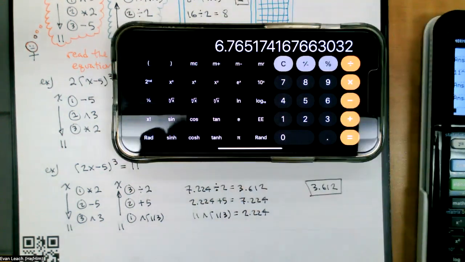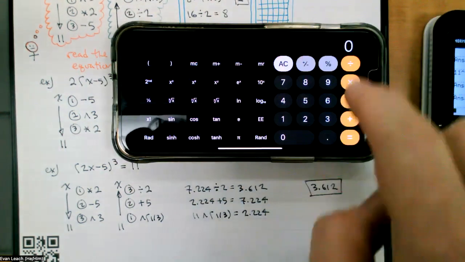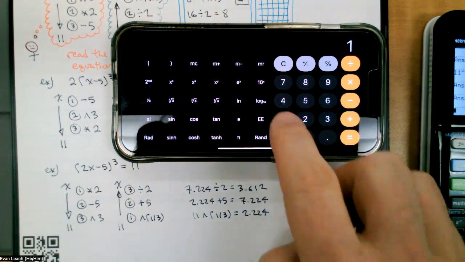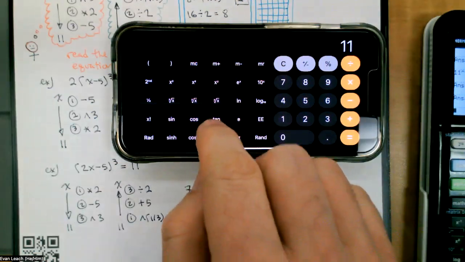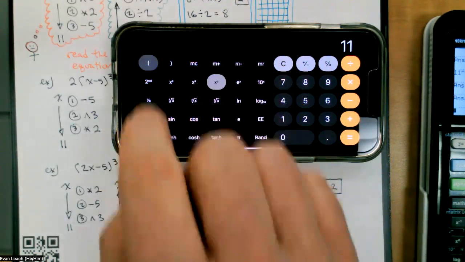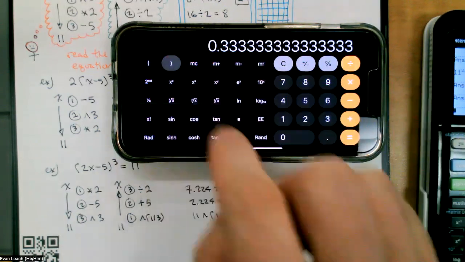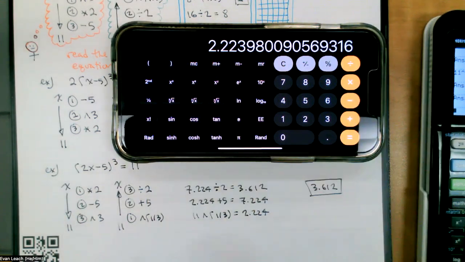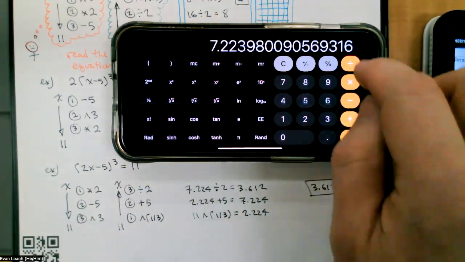On the iPhone calculator, we can take the 11, clear. Take the 11 and raise it to the 1/3 power. So to the parentheses, 1 divided by 3, close parentheses, equals, then add 5, and then divide by 2.